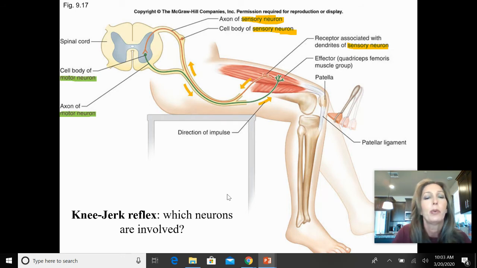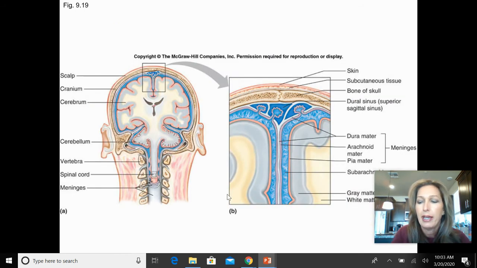Now, when we go to 9.11, the meninges. When we talk about the meninges, these are layers of tissue. There's 3 different layers that actually surround the brain and the spinal cord. And you can actually see here these 3 layers of meninges. Here's actually up close here around the brain. And these 3 layers, so here's my scalp, there's the cranium, here's my cerebrum, we're going to talk about that.